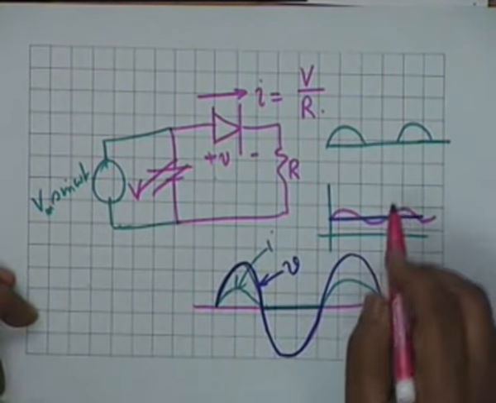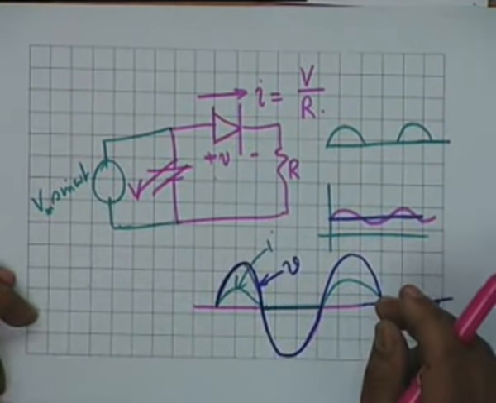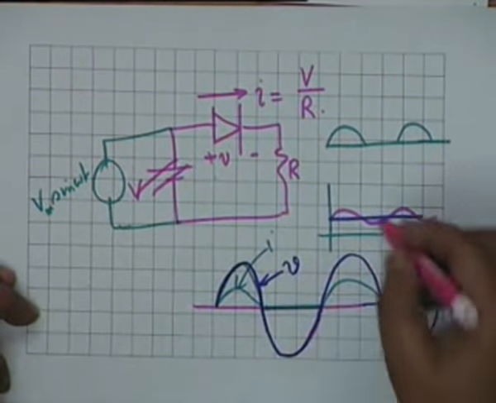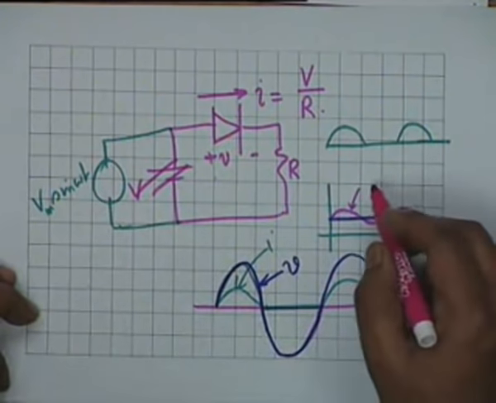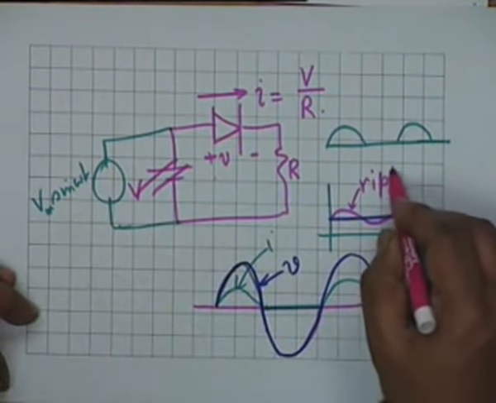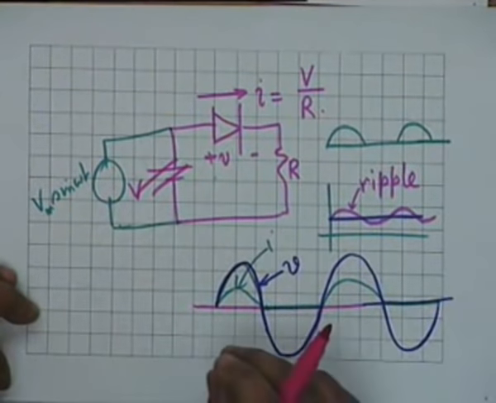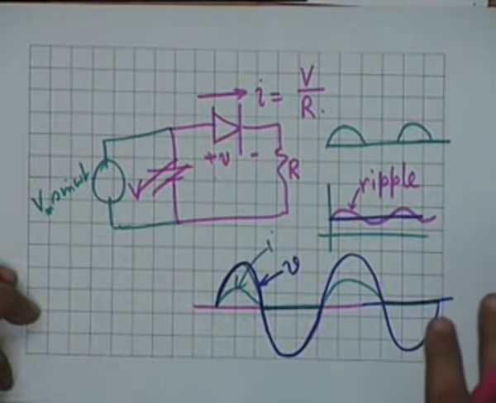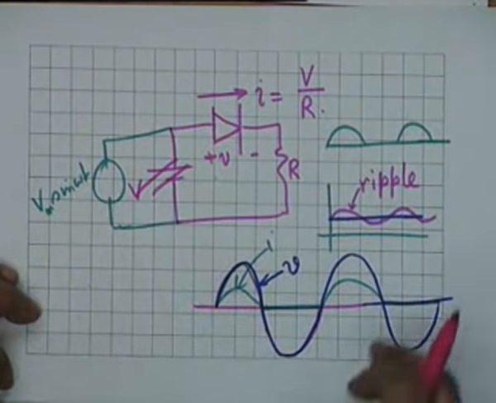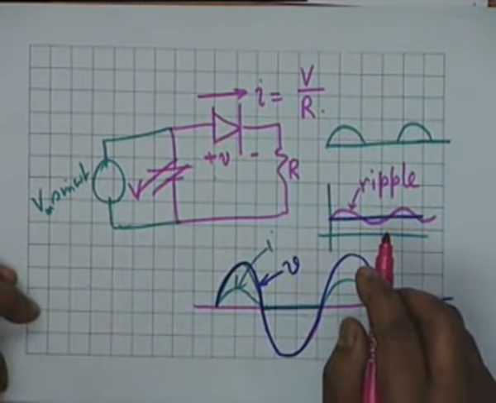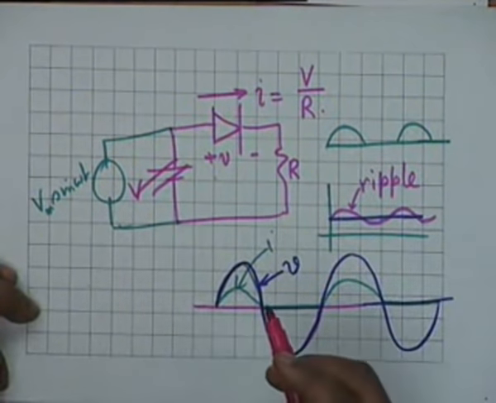So, this AC, we want it to be as small as possible, and therefore, we call this a ripple, as on an otherwise calm water surface. If you make a small disturbance, then there are very small waves. This is what we would like. We would like the ripple to be as small as possible.